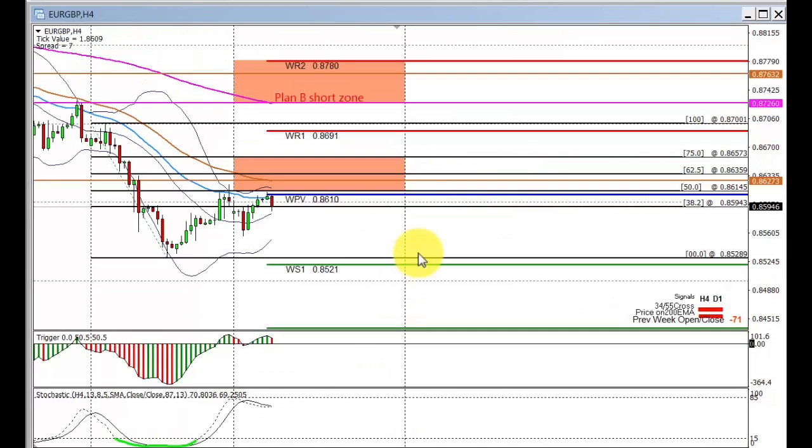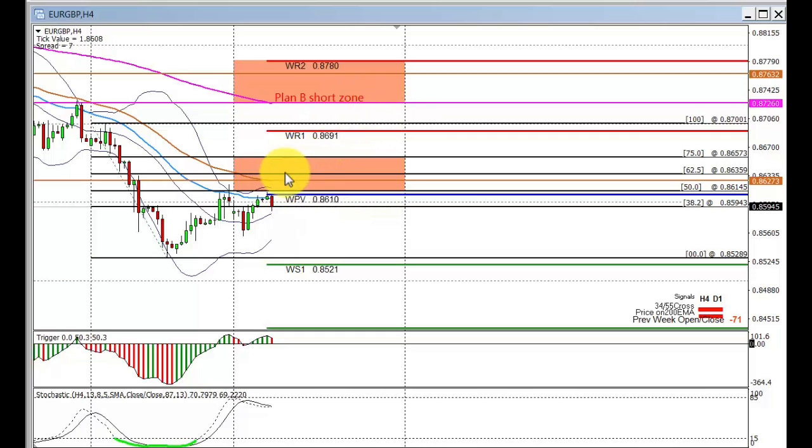Euro pound 4 hour, 4 hour is short, daily is short. Here we can flip the 4 hour, so we will flip previous week from the high to the low. My zone 8614 going up to 8657. Areas of interest for me, 8614, 8627 for resistance for a shorter setup.